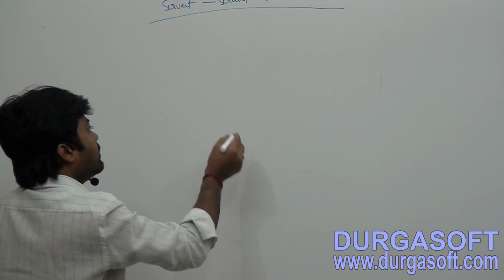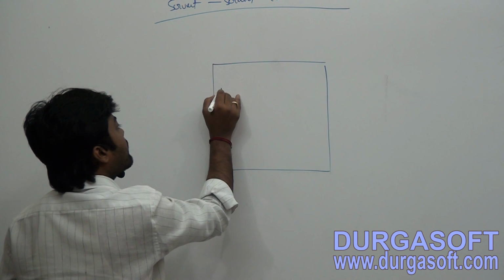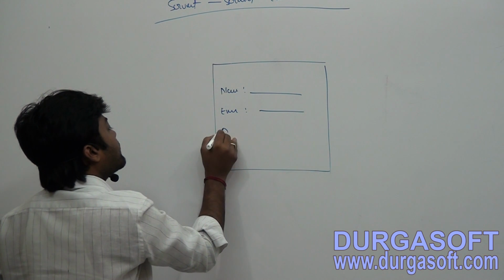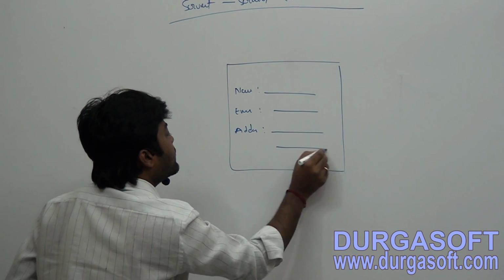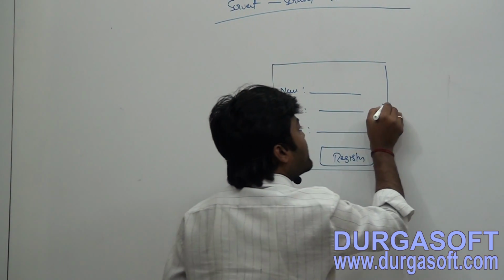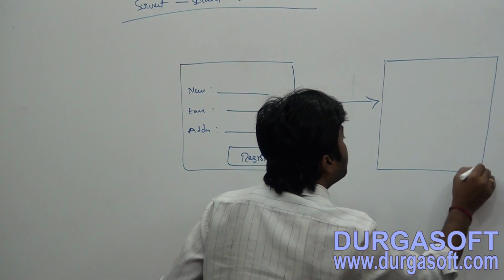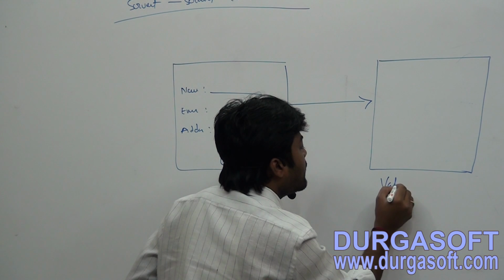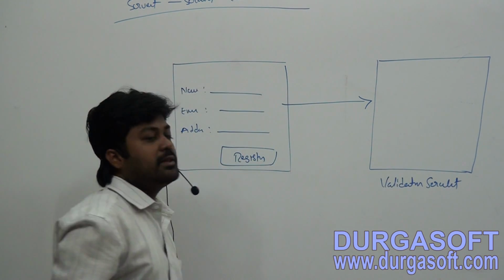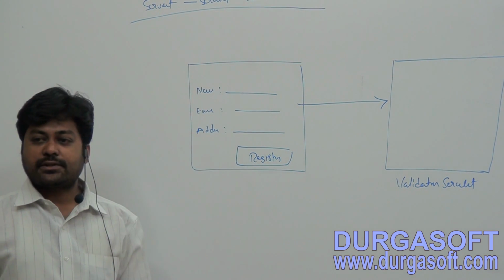See, here I have one input form. In this input form I have some fields: name field, email field, some address field. I just want to do the registration. So when I submit this data, first I want to read it in one servlet. That servlet name is validation servlet. In this validation servlet, I want to apply validation for name, email and address fields.